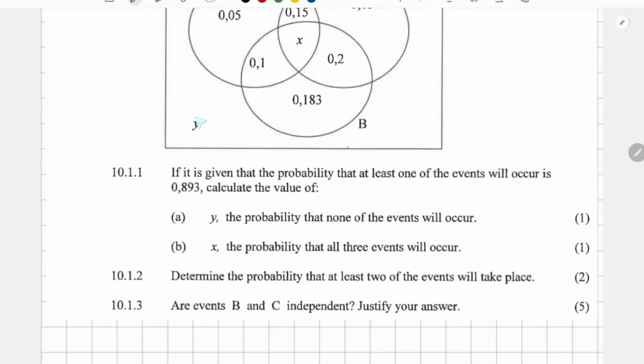You need to calculate the value of Y. That is the probability that none of the events will occur.